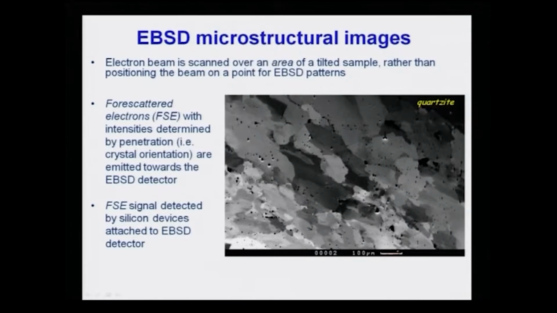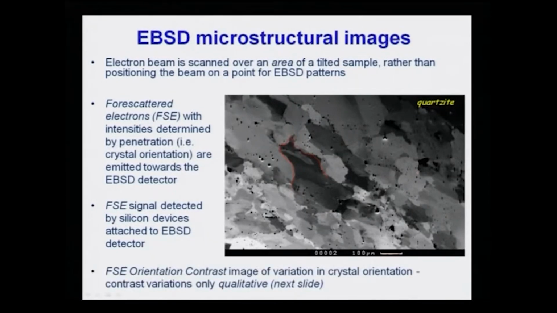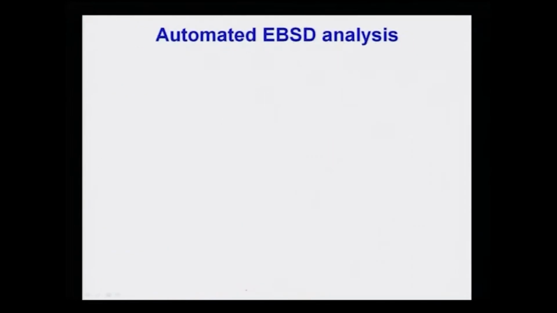can see different grayscale contrast on the image. So, each of these actually showing the orientation of the quartzite grains on the sample. You can see that this grain is darker. So, that means this is oriented very preferably with respect to the, and this grain is brighter, and there are lots of dots, that means they are actually not contributing any information to the EBSD pattern. So, that means the forescatter electrons orientation contrast image of variation in crystal orientations, the contrast variation is only here qualitatively. So, you can do that.